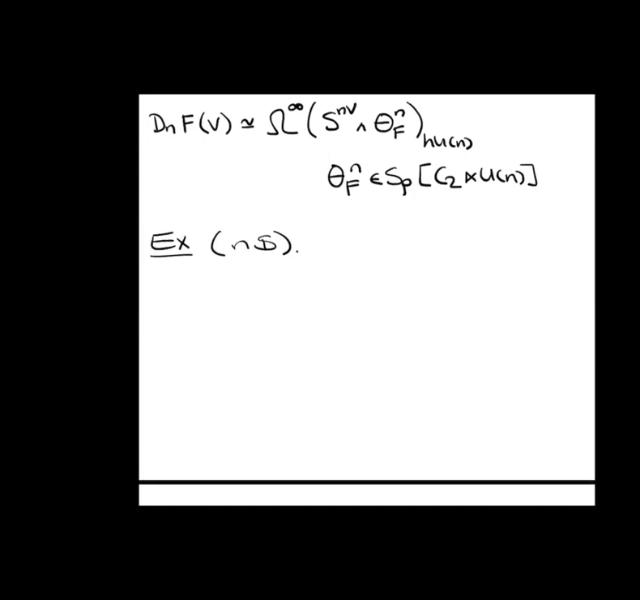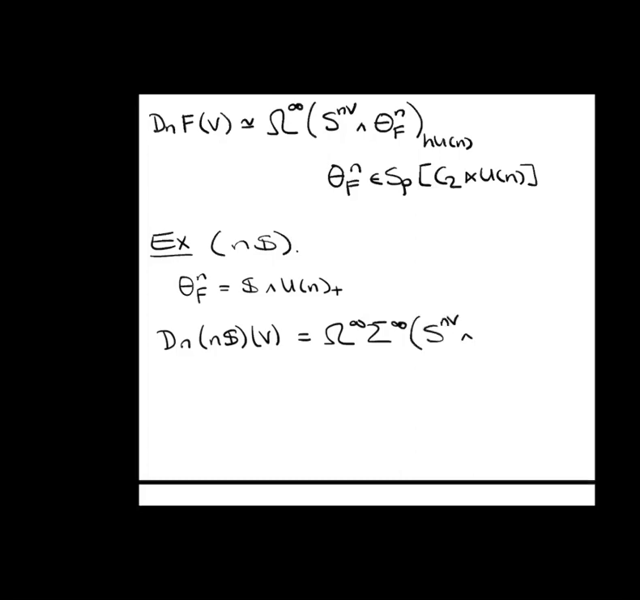And so the first thing that we saw was that the derivatives as a spectrum is the suspension spectrum of the unitary group. So we can just plug that into the formula and get that the nth layer of the tower is the stabilization of a suspension of the unitary group.